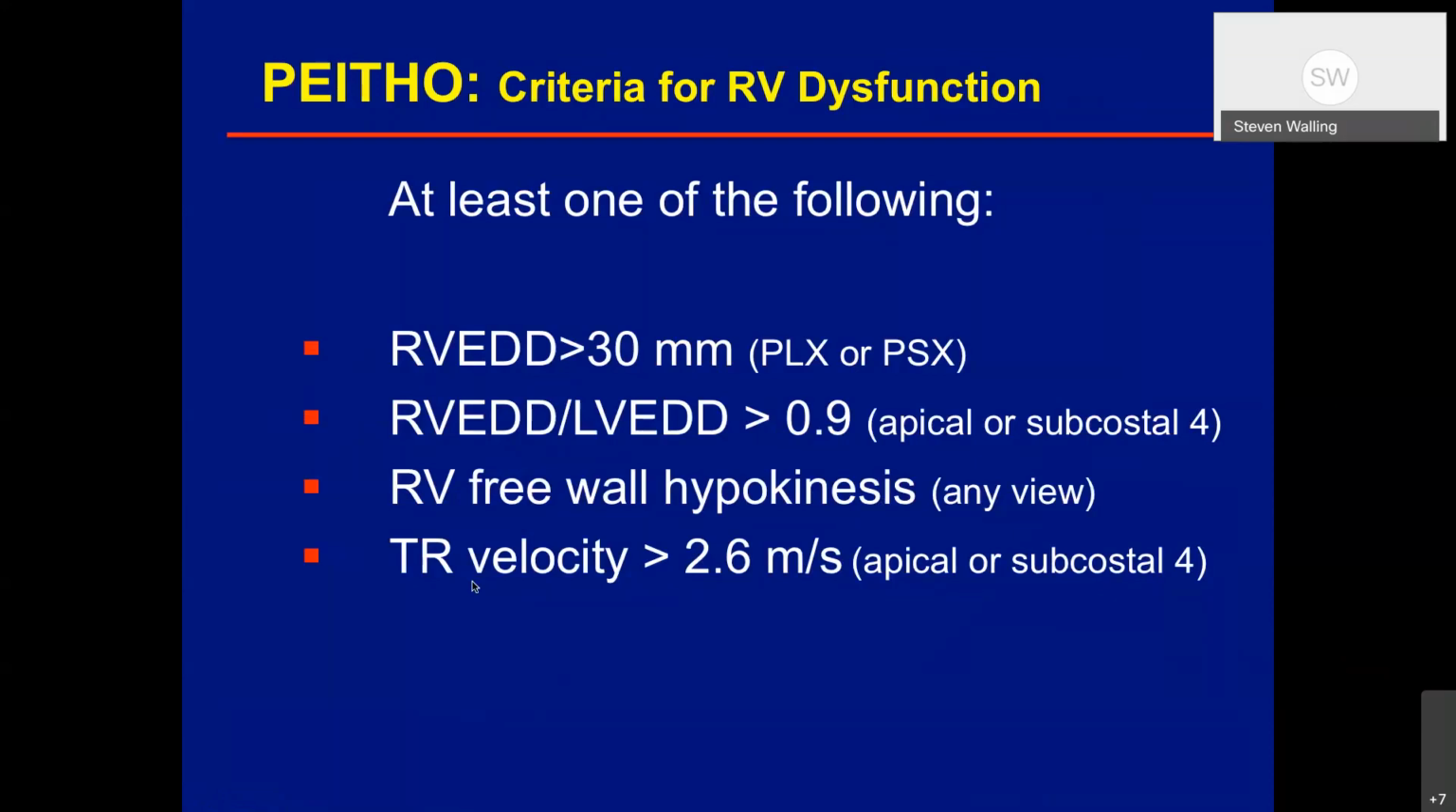So basically, once you are called to look, you look at the size, you look at the function, and you look at the hemodynamics, the PA pressure. Those are the things you are looking at for RV dysfunction. Okay, I think that's it.